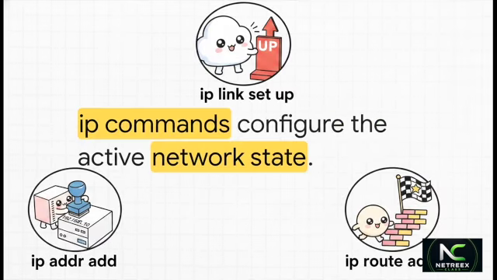Okay, let's look at this actual syntax in action. It's incredibly logical once you see it. ip link set eth1 up brings the interface online. That's basically your no shutdown command. Next, ip address add assigns a specific IP and subnet mask to that interface, which Linux refers to as a dev or device. And finally, ip route add creates a static route to a destination network via a specific next hop gateway.